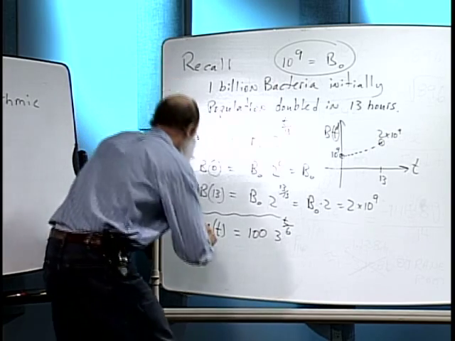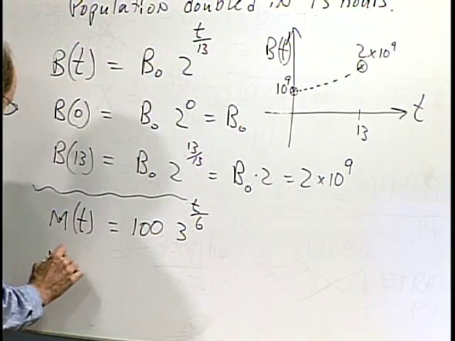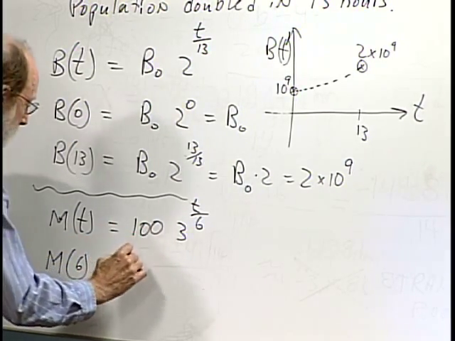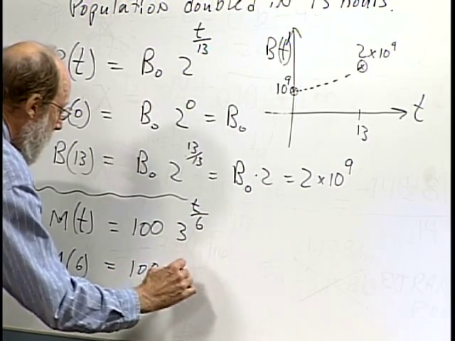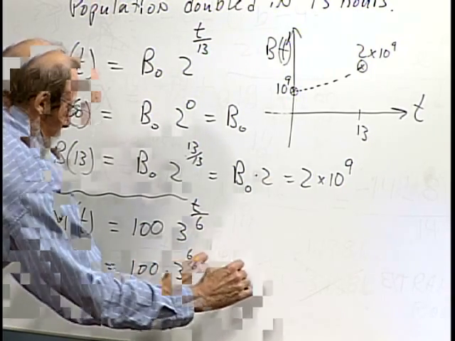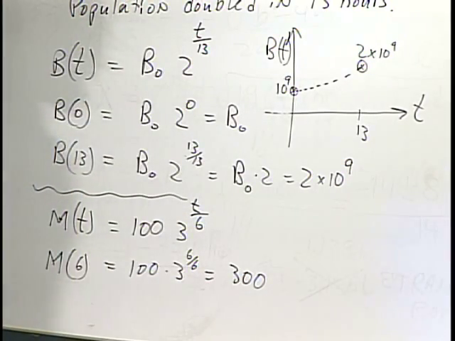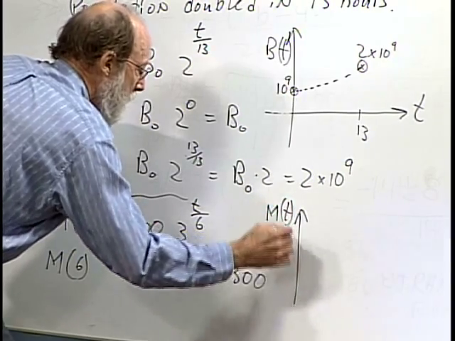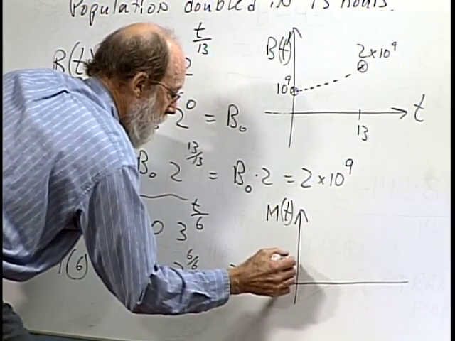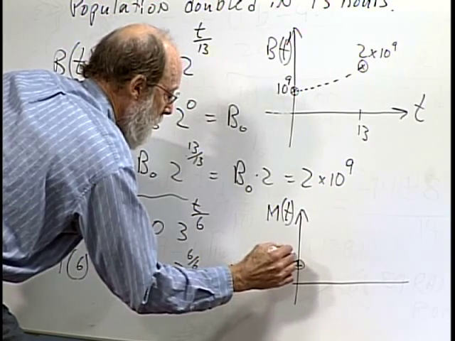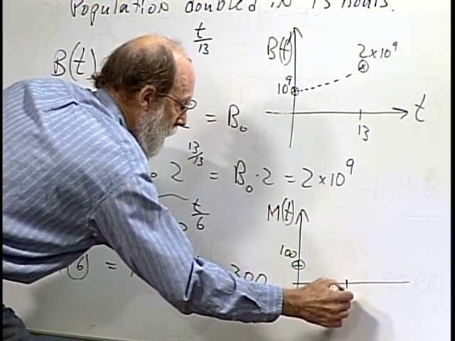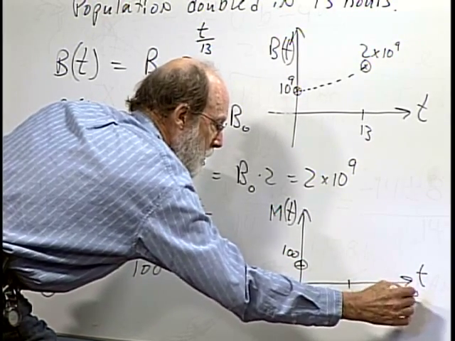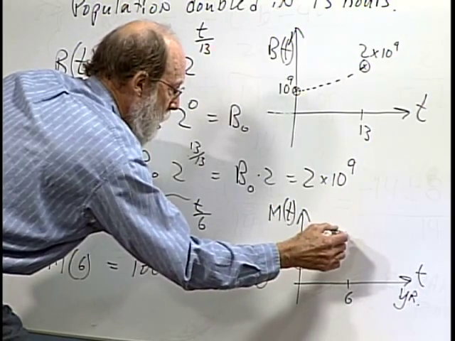Okay? So let's take a look. Let me go ahead and put this in here. Let's say we put in our 6 years, and then our amount of money we're going to have is going to be 100 times 3 to the 6 over 6, $300. A graph of that, very simple. You're starting with $100, and it's going to grow after 6 years. This is time in years. It's going to grow to 3 times that.